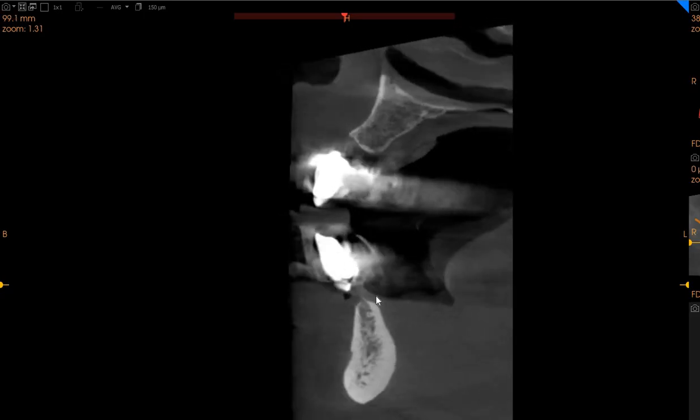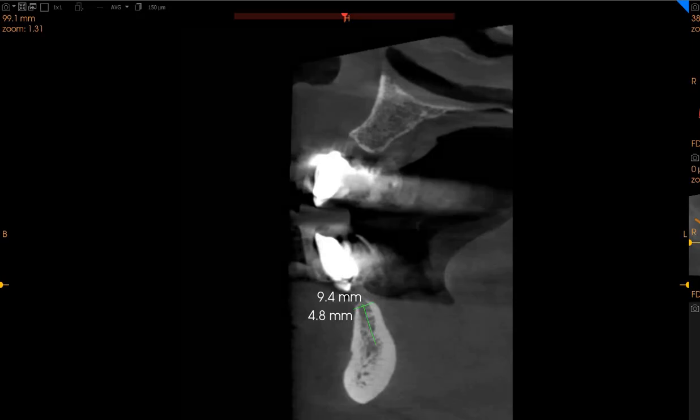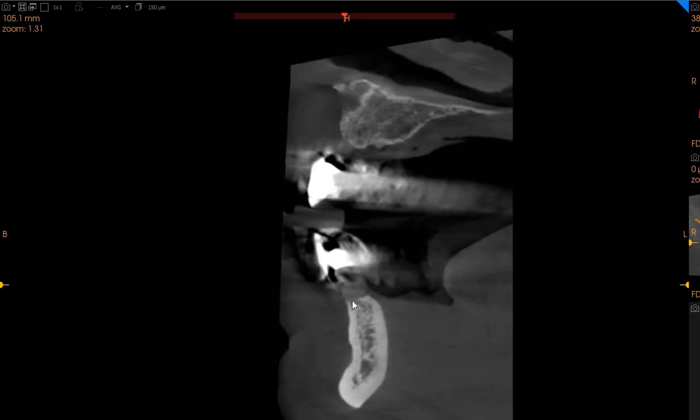Starting with the third quadrant, in the central we've got just 5 millimeters of width with 9 millimeters of height. Similar situation in the lateral region, better bone quality, 6 millimeters of width with approximately 12 millimeters of height.